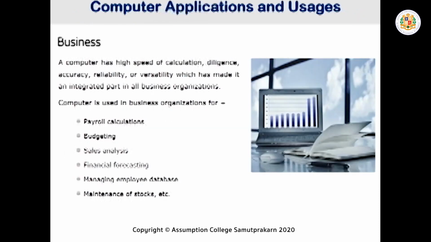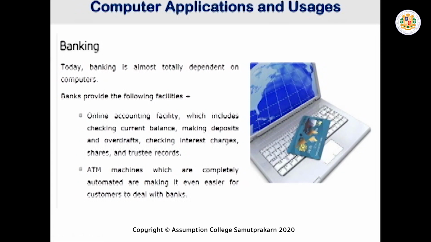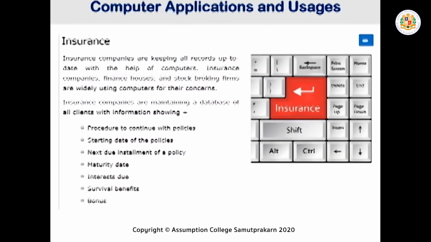Now let's move on to computer applications and usages. So where do we use the computer? In businesses we also use computers, for the payroll calculations, budgeting, sales analysis, financial forecasting, and many more. I will not explain all of this anymore, you can read it later on. Of course, also in banking, in banks, you can see a lot of computers there used to do the accounting. In ATM machines, those are computers, which are completely automated. In insurance companies, they also use computers, of course, to keep all the records up to date.